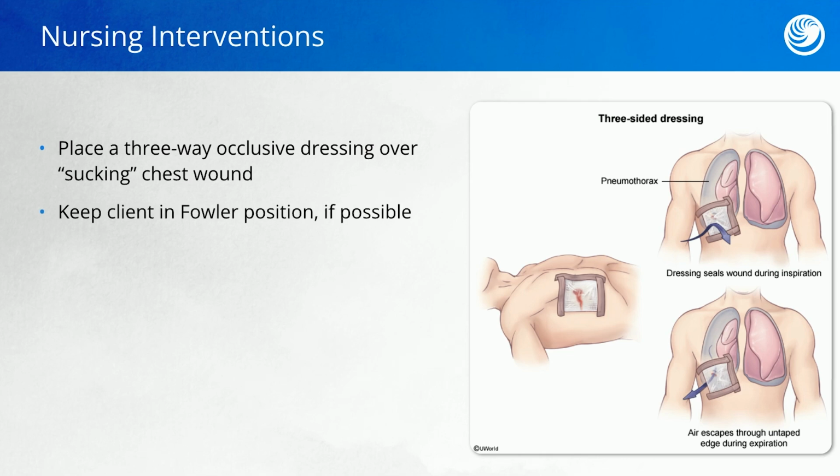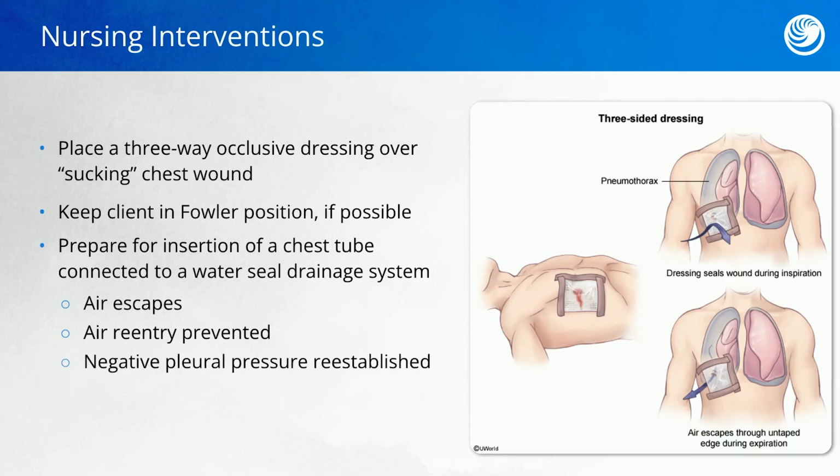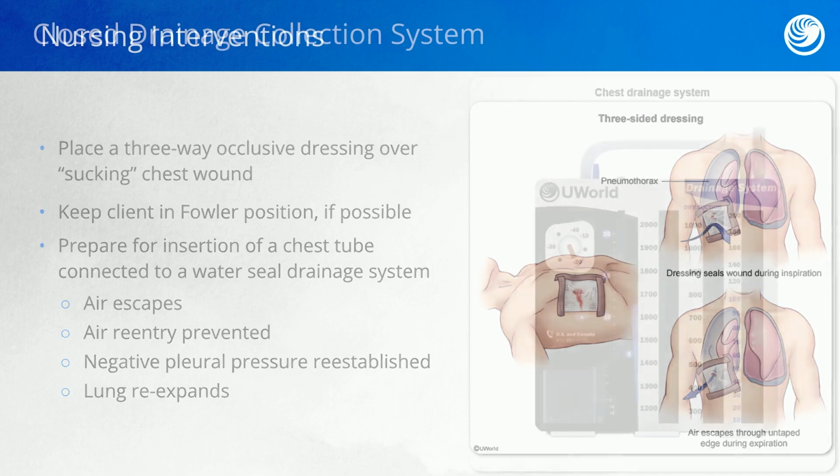Definitely keep your patient in a Fowler position. We would allow for lung expansion if possible. Now we need to prepare for a chest tube, and we're going to connect it to a drainage system. This will allow air to escape and not let air re-enter, which is what is causing the tension pneumothorax in the first place. Hopefully that negative pleural pressure can be reestablished, right? Our two wet, sticky plates will suck back together. The lung will hopefully then re-expand.